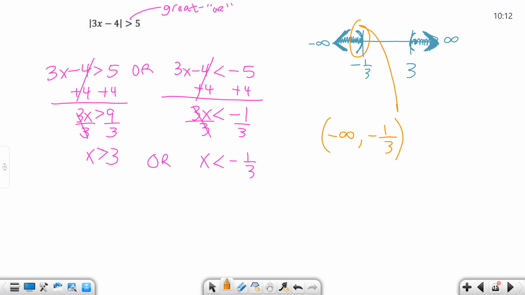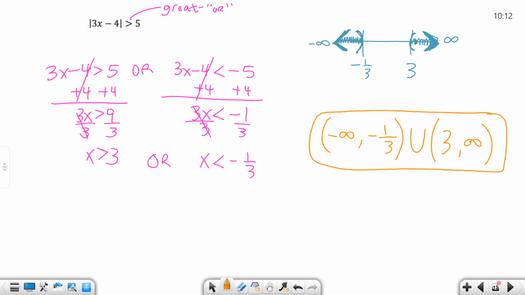And then what's the symbol for the word or? Union, right? And then parenthesis, 3, comma, infinity. And what does infinity always get? Parenthesis. Those parentheses are not related to these. This has nothing to do with that, okay? This is this one. Infinity and negative infinity always get a parenthesis no matter what.